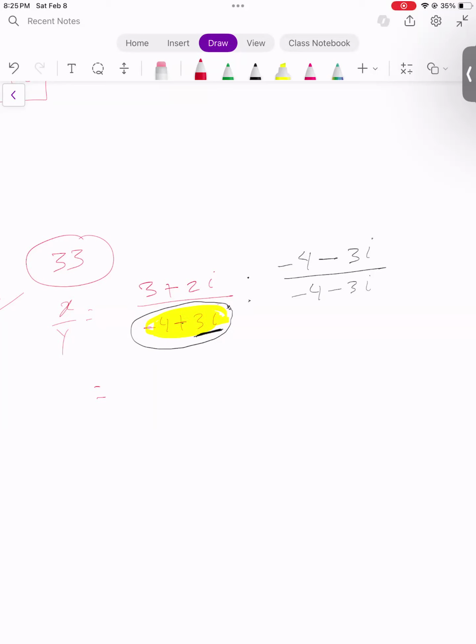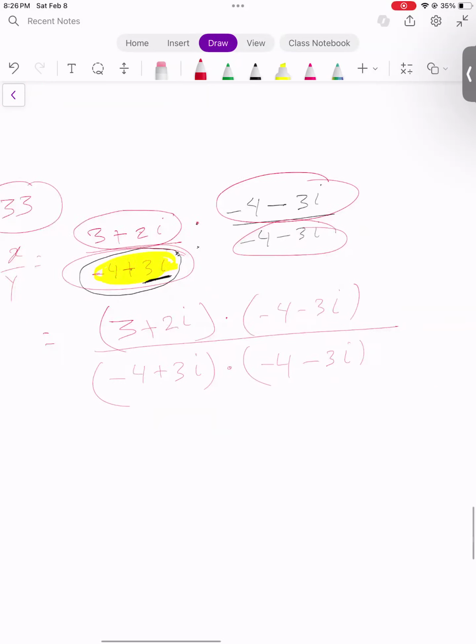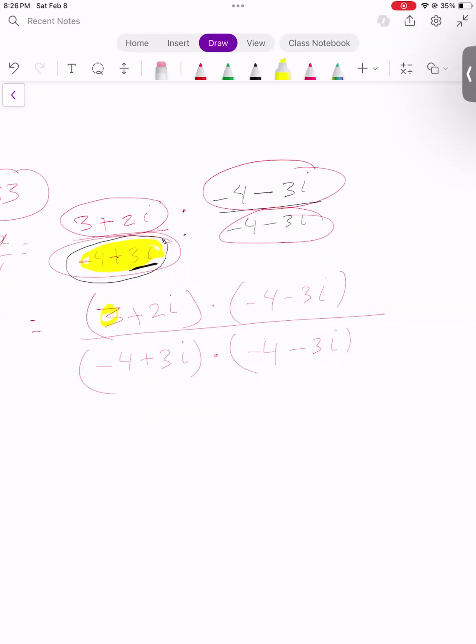Okay, now we have a fraction times a fraction, so you multiply numerator together and denominator together. This is 3 plus 2i, and we have more than one term, so parentheses times -4 minus 3i, divided by -4 plus 3i times -4 minus 3i. You use FOIL here. We have a two-term, two-term expression, so you can use FOIL.